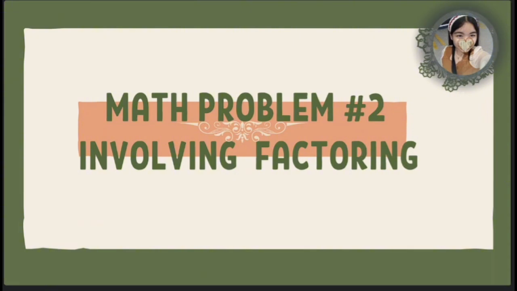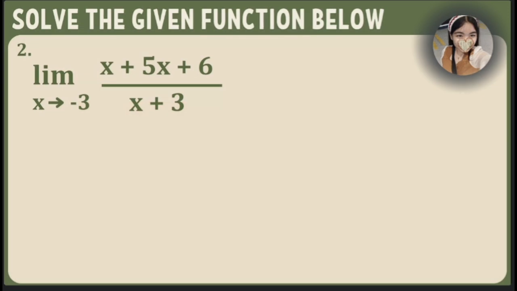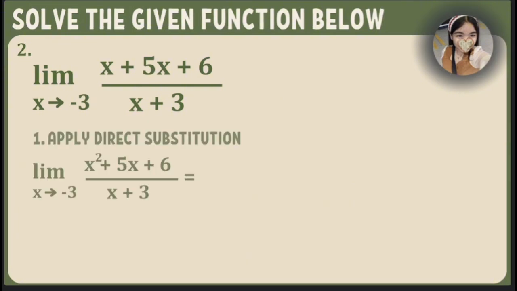Let's head to our math problem number 2, involving factoring. Our given here is the limit of x squared plus 5x plus 6 over x plus 3 as x approaches negative 3. To solve this, first, we will apply direct substitution. We can see here that our c value is equal to negative 3. We will substitute the value to the x's in the function. This will give us negative 3 squared plus 5 times negative 3 plus 6 over negative 3 plus 3.